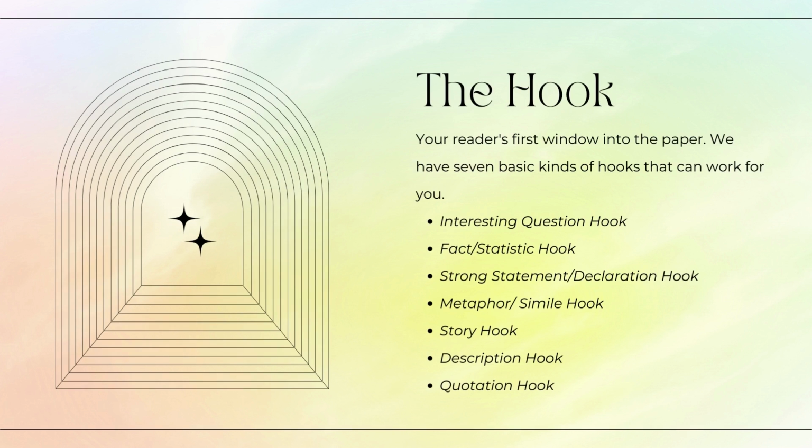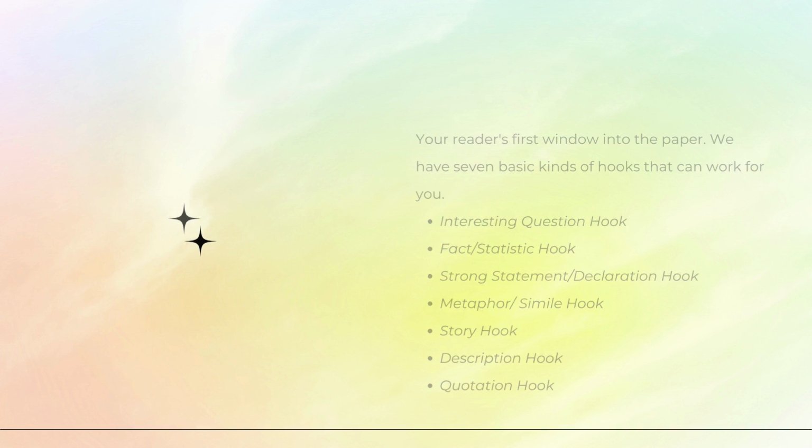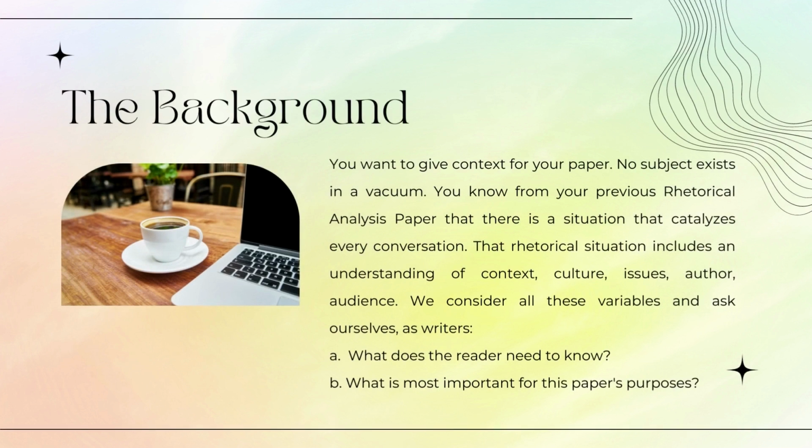So you have these 7 kinds of hooks, and then after you present the hook, it's pretty normal to introduce the author and the text, okay, that you're examining. If you don't have an author or a text, you do some background. So background basically is that you're going to give context for your paper. No subject exists in a vacuum.